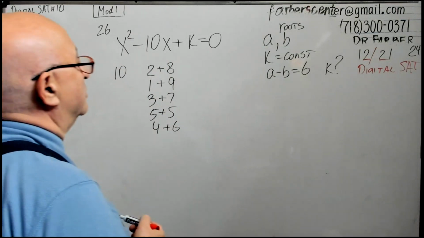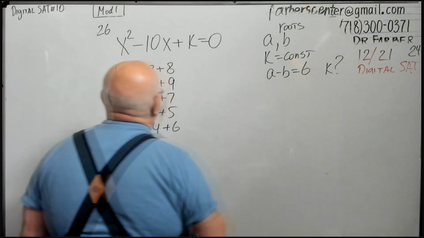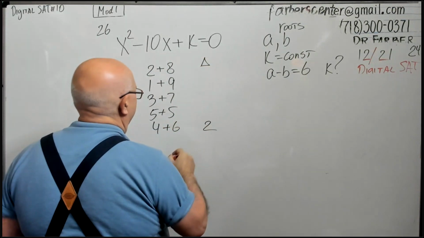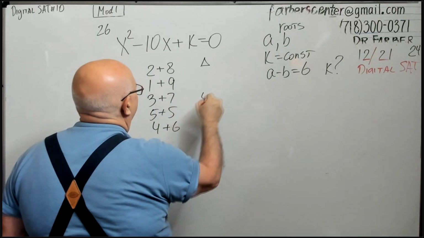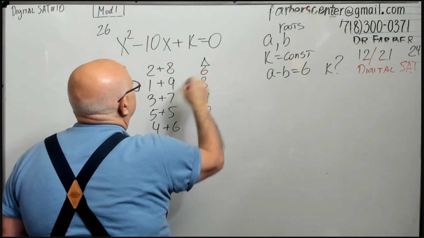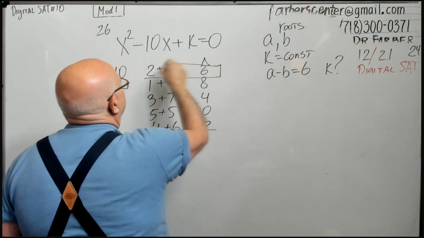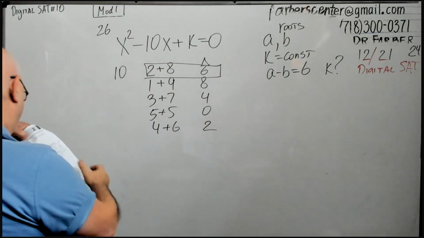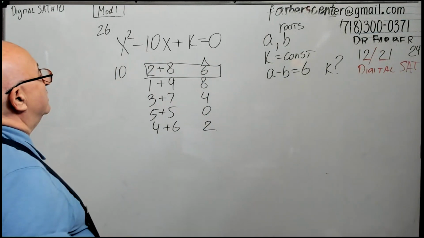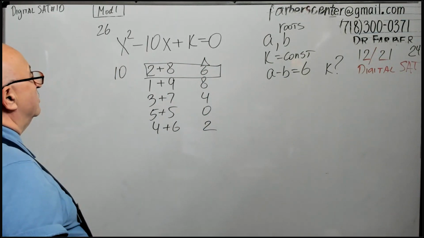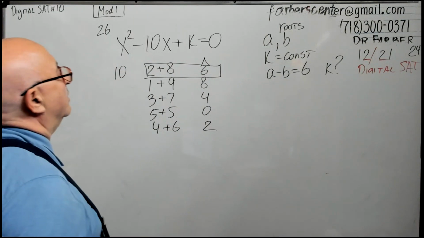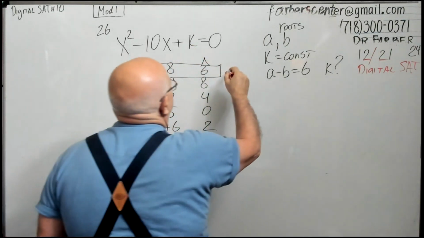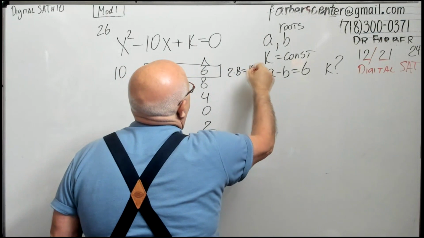But the difference between them is supposed to be 6. The difference between them, delta. Delta equals 2, 4, 6, 8, and so on. So only here we have a difference of 6, when they are 2 and 8, and they ask you to find the value. Let's say B is 2 and A is 8. The product of them, A times B, equals k, 16.